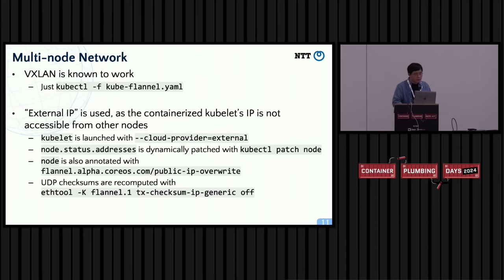And the next topic is multi-node network. So Flannel with VXLAN is known to work, and we can just use the upstream kube-flannel.yaml. But we have to use an external IP because the Kubernetes IP is different from the host IP, and it's not accessible from other hosts. So Kubernetes is launched with --cloud-provider=external, and node.status.addresses is dynamically patched with the kubectl patch node command. And also the node is annotated with flannel.alpha.coreos.com/public-ip-override because the Kubernetes IP is different from the real IP address.